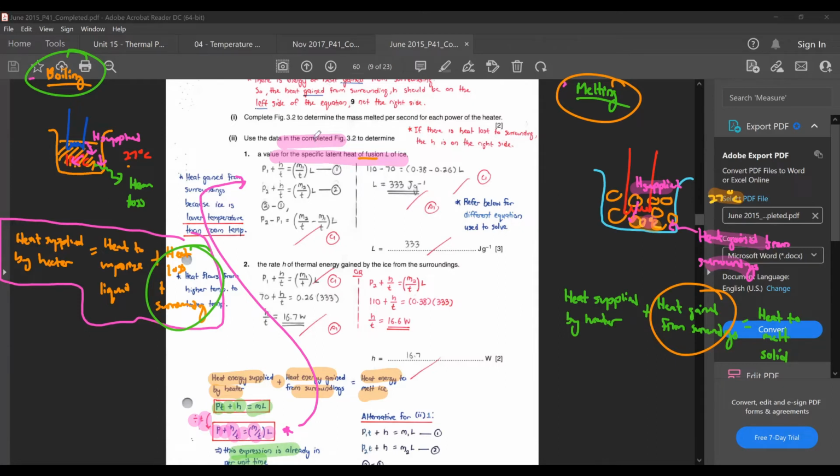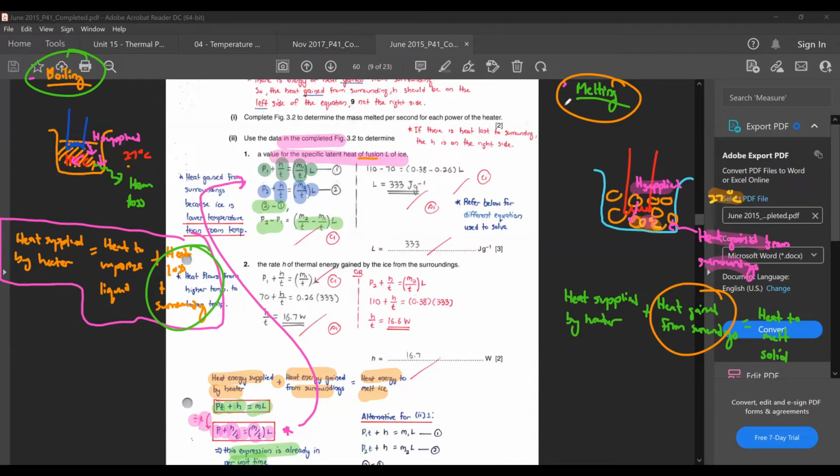Okay, so in your case, this one will be (P1 plus H) over T equals M1 over T times L. The second one will be (P2 plus H) over T equals M2 over T times L. So take equation 2 minus equation 1 or equation 1 minus equation 2, whichever it is, it doesn't matter. In my case, I took equation 2 minus equation 1. I will get this expression.